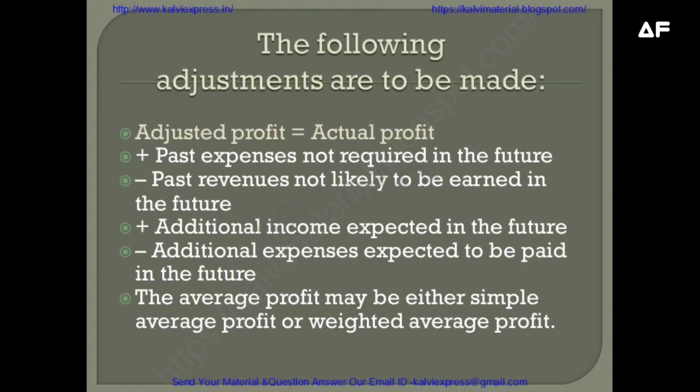Those adjustments are going to be past expenses or past revenues, any additional income or any additional expenses which are going to be incurred. According to these adjustments, there are certain measures which have to be taken, that is addition or subtraction. We are going to add all the past expenses which are not required in the future. We are going to subtract the past revenues which are not likely to be earned in the future. We are going to add additional income expected in the future, and we are going to subtract the additional expenses expected in the future. So these are the 4 adjustments which we are going to deal with in today's video.